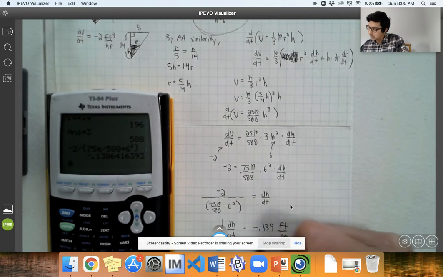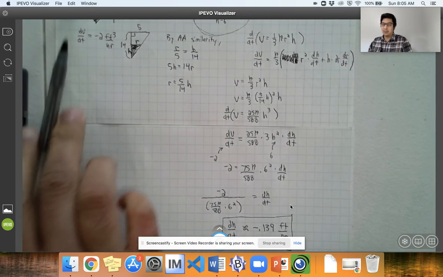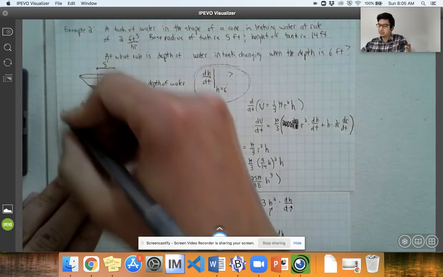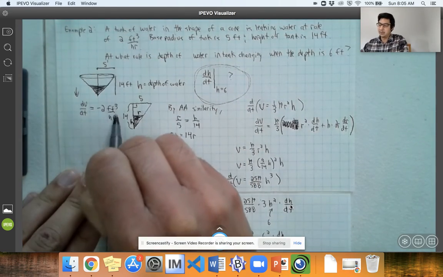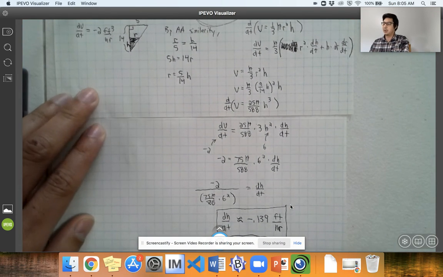And that makes sense in this problem in the sense that if you're leaking water, right, if you're losing water at 2 feet per hour, then the height should be going down. So it's good that the rate is negative, showing that.